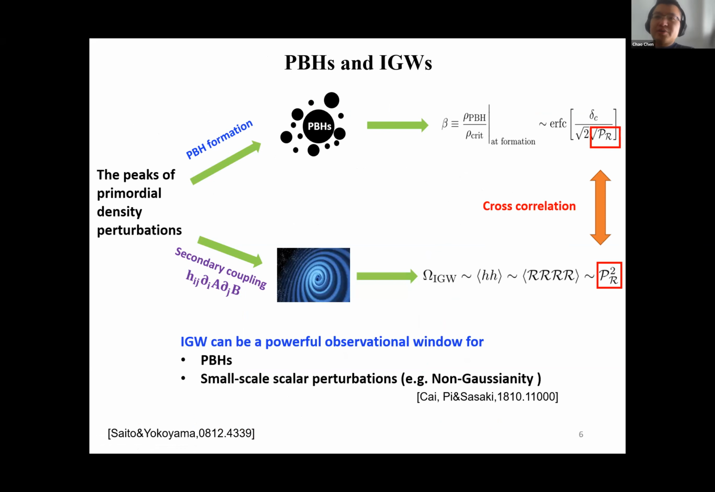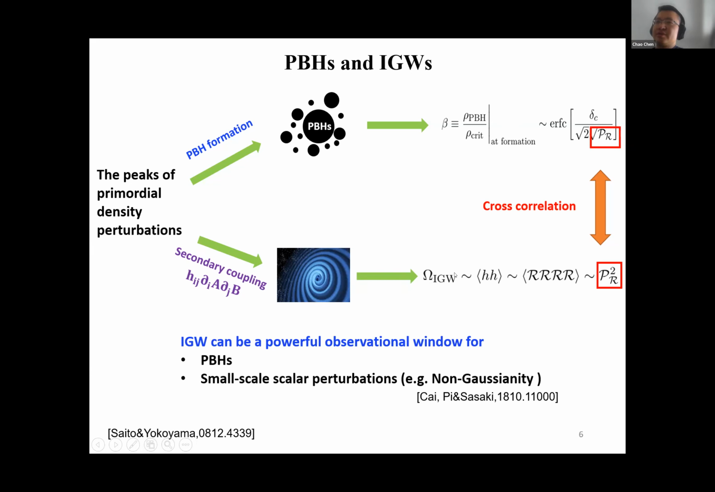Professor Pia has already introduced this part, the cross correlation between the primordial black hole and the induced gravitational wave. So for a very large curvature density perturbation, on one hand, we have the PBH formation events, and we can estimate their abundances in this way. And on the other hand, due to the second order cosmological perturbation, we have the coupling between the scalar perturbation and the second order tensor modes. So this large enhanced scalar perturbation can induce gravitational waves.